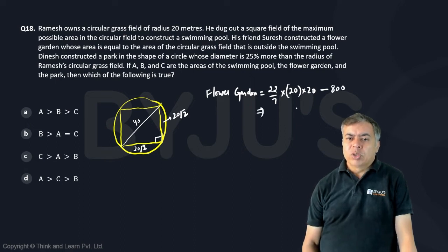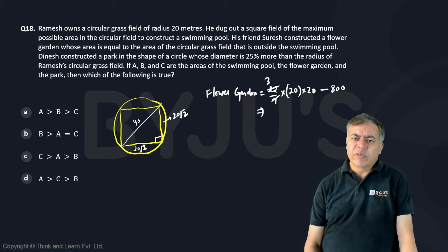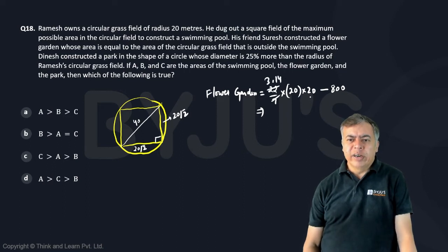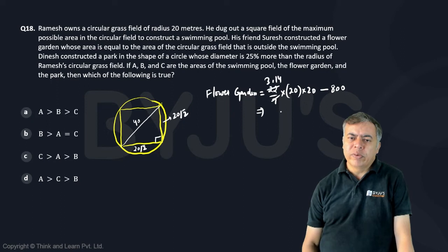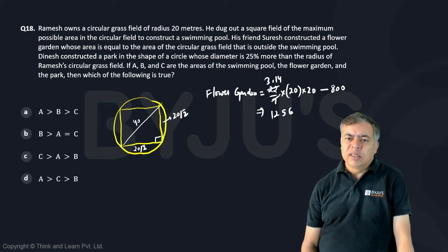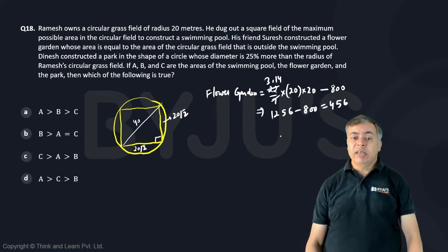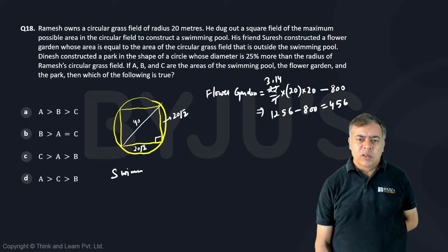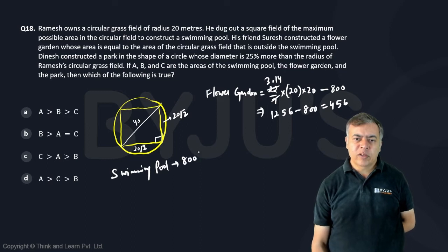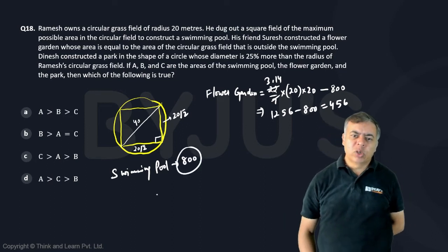Okay, we can calculate this, or I can write pi as 3.14 only, so it will become 400 into 3.14. So 400 into 314 is 628, double is 1256, and it will be 400 into 3.14, so it is 1256 minus 800. So this area is going to be 456, the flower garden area. Whereas the swimming pool area, I say, was 800, because it is 20 root 2 square.